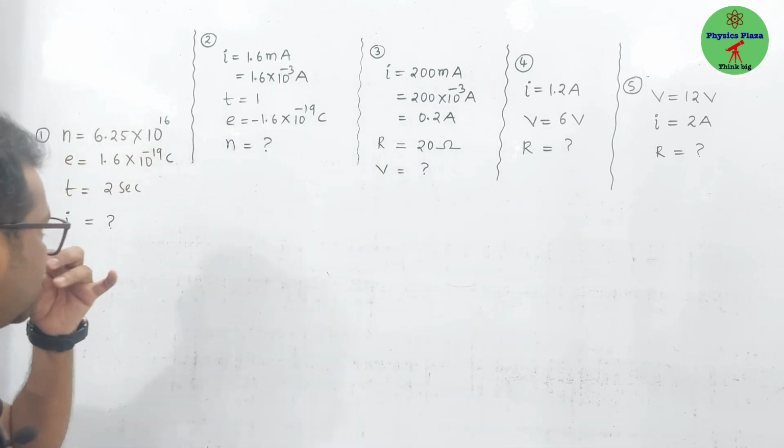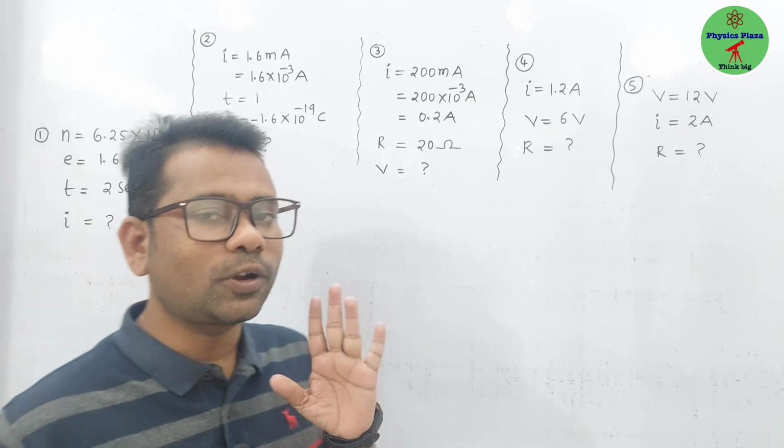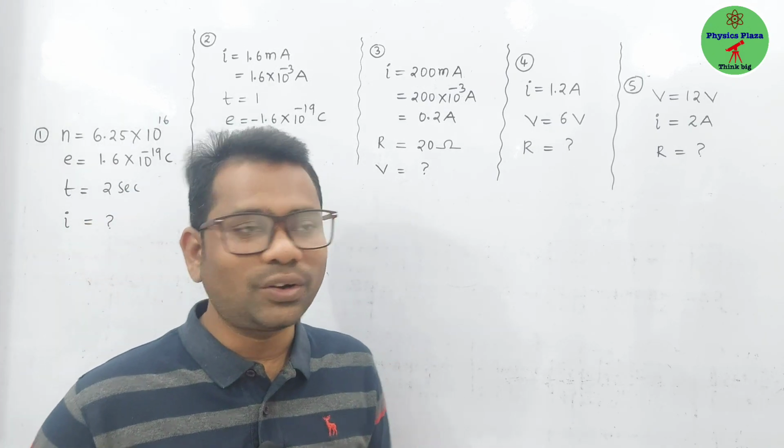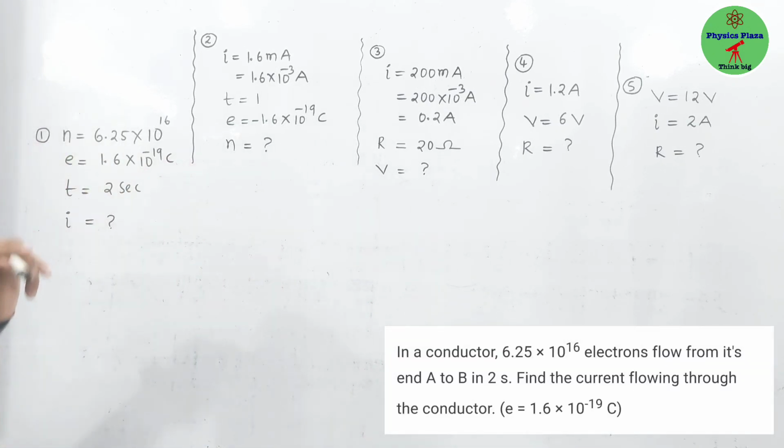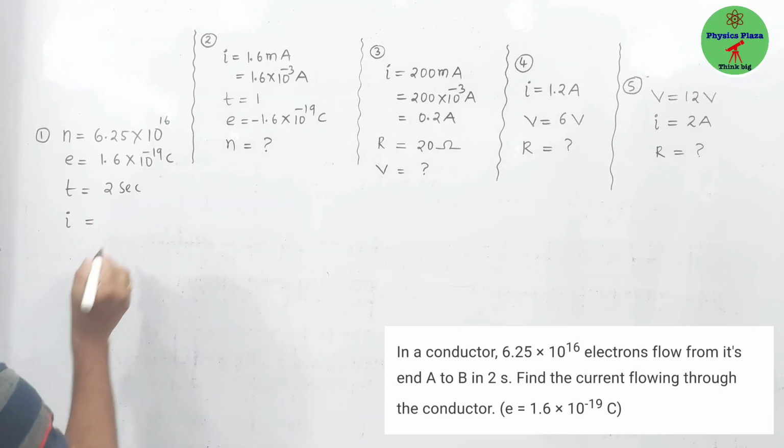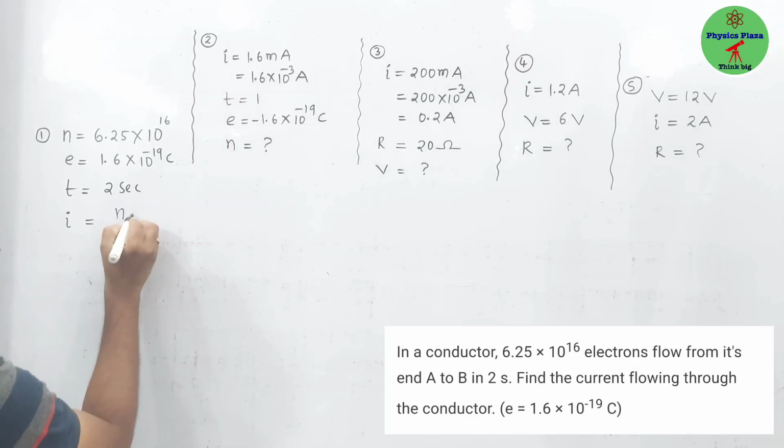Children, as we solve the numericals, you can also see the question on the screen. Okay, fine. So as per question 1 children, here the number of electrons is given, the charge of an electron is given, and the time is 2 seconds. If these many electrons pass in 2 seconds, what is the current? Children, here we have a direct formula. I is equal to number of electrons into charge of each electron by time.